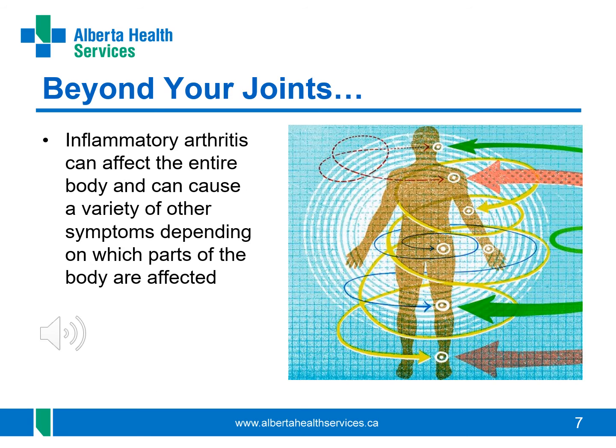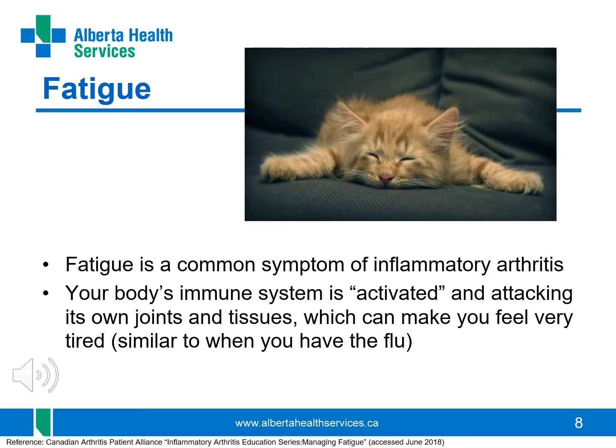This slide emphasizes that inflammatory arthritis can affect not only the joints, but also other parts of the body. That is why many patients report a variety of symptoms depending on which parts of the body are affected. And sometimes symptoms can be very nonspecific, like fatigue, fever, weight loss, shortness of breath, rashes, abdominal pain, and eye pain. In fact, one of the most common symptoms is fatigue.